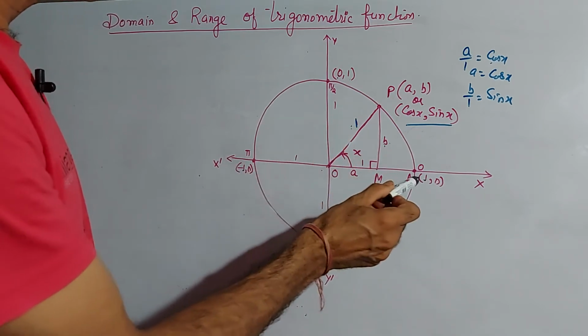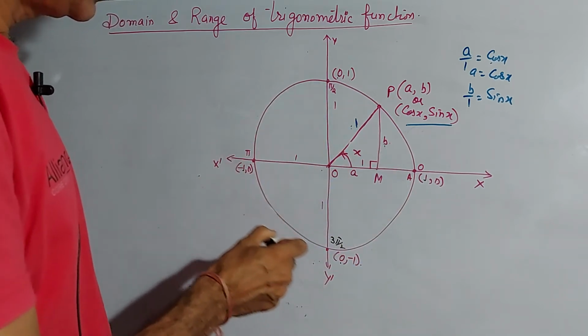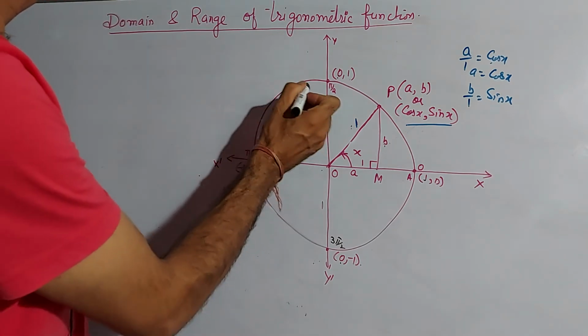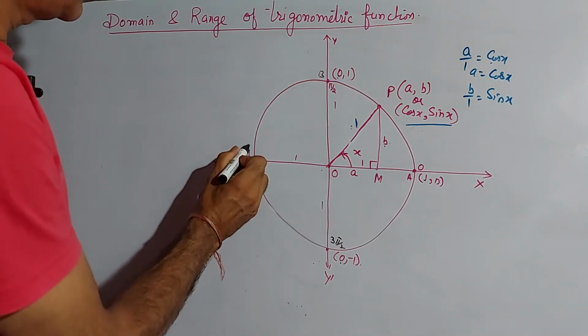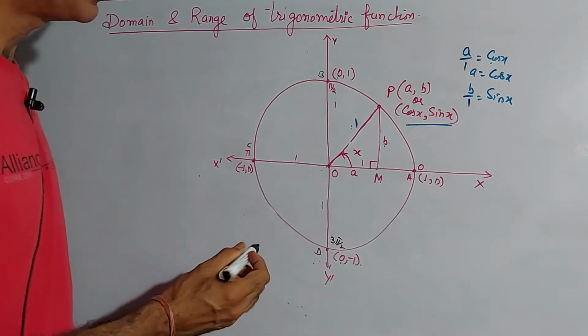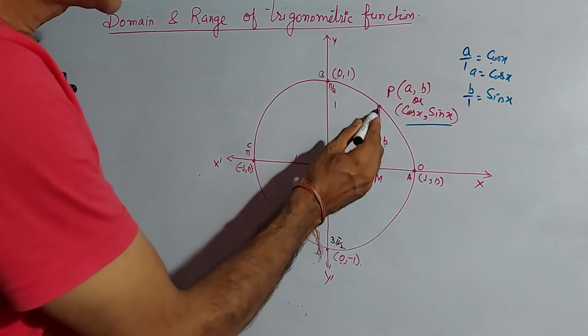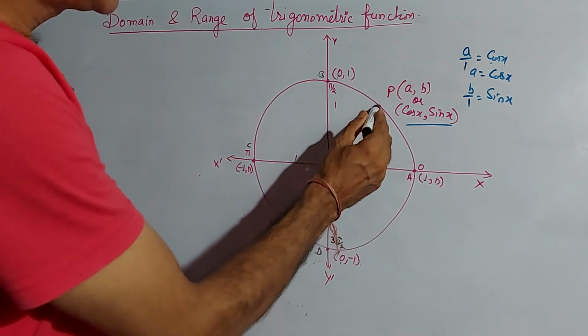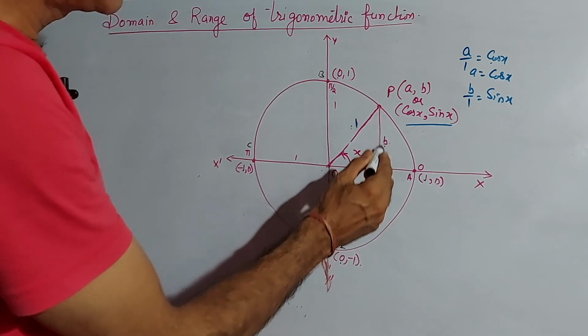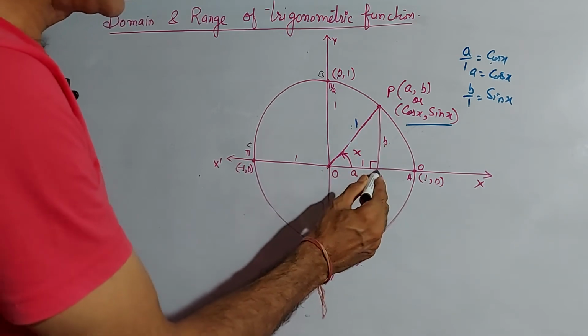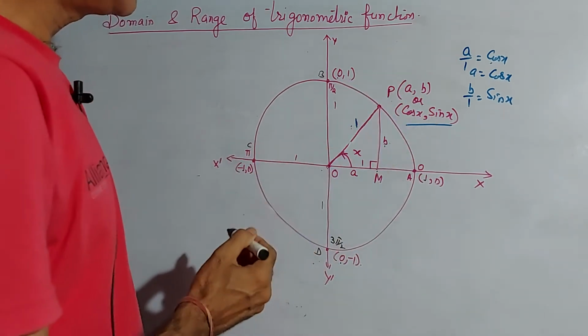the circle meets the x-axis at A, B, C and D. Suppose P is any point on the circle. Draw a perpendicular PM, let the length of this be B and this OM is A. So the coordinates of the point are A and B.